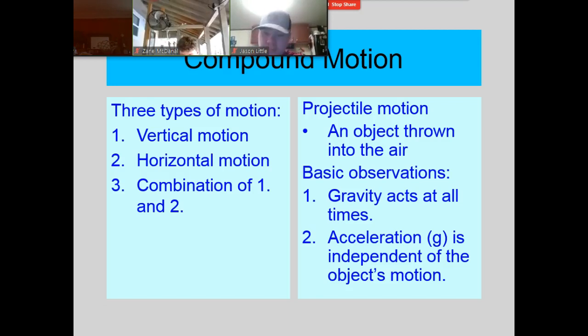Here are your basic observations on it. Number 1, gravity is always acting on the object. It's acting on the object on its way up. It's acting on the object on its way down. It's acting on the object when it's at its peak. Gravity is always acting on the object in a uniform manner. Number 2, the acceleration, g, is independent of the object's motion. Whether it's going up or coming down, it doesn't matter. The acceleration due to gravity is independent of the motion.